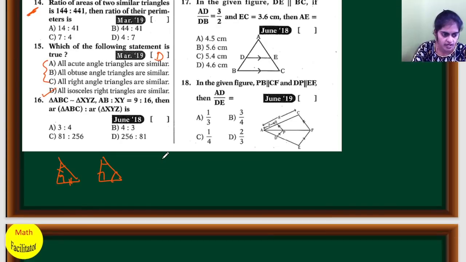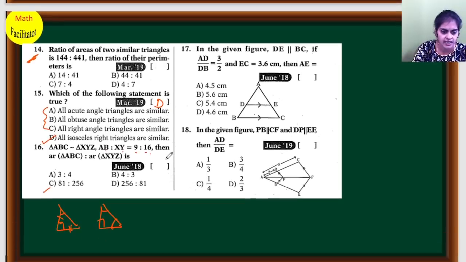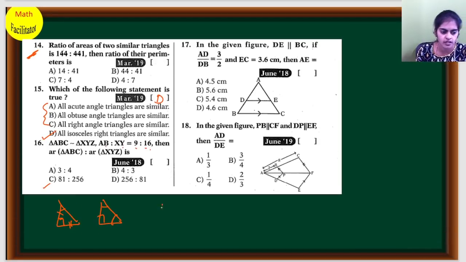So now the next one, again this is the same ratio. So AB is to XY is 9 is to 16, you will simply square. So it is 81 is to 256. If you want you can take it, others you can just leave it. No problem. It is not in your syllabus.